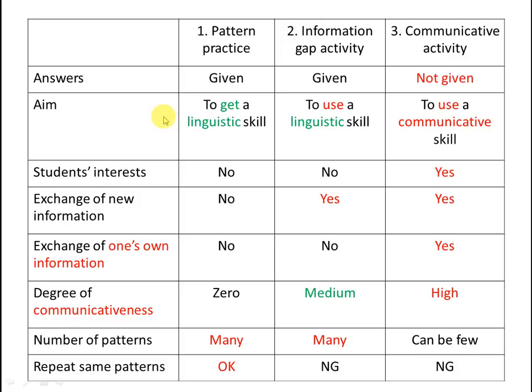And the aim of pattern practice is for the students to acquire a linguistic skill. But for information gap activity, the aim is for the students to use a linguistic skill. But both of these are about linguistic skill. For communicative activity, the aim is to use a communicative skill, which includes a linguistic skill.